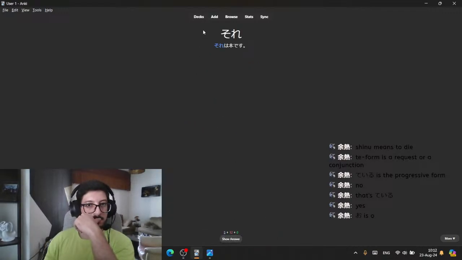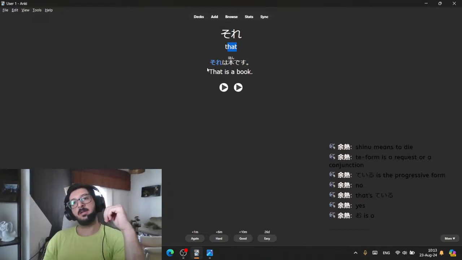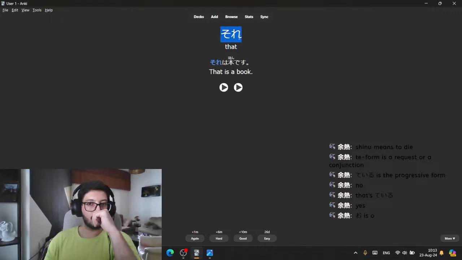Easy. それ, that. それは本です。 That is a book. これ, this. それ, that. This is a book.